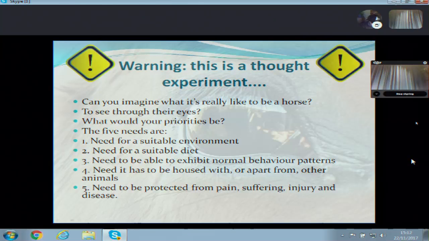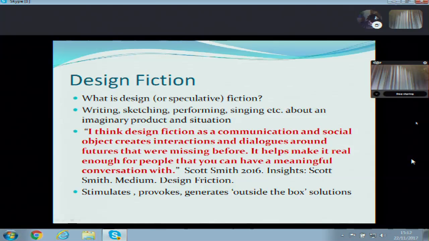Design fiction. So what is design or speculative fiction? It is writing, sketching, performing, or even one might say singing about a speculative situation and/or artifact that may never exist in order to better understand the real design space in the here and now. This is very similar to the kind of things that you do in workshops and prototyping sessions. So this is a tool that could fit in there. It can be thought of as a design tool that stimulates and provokes outside-the-box solutions.